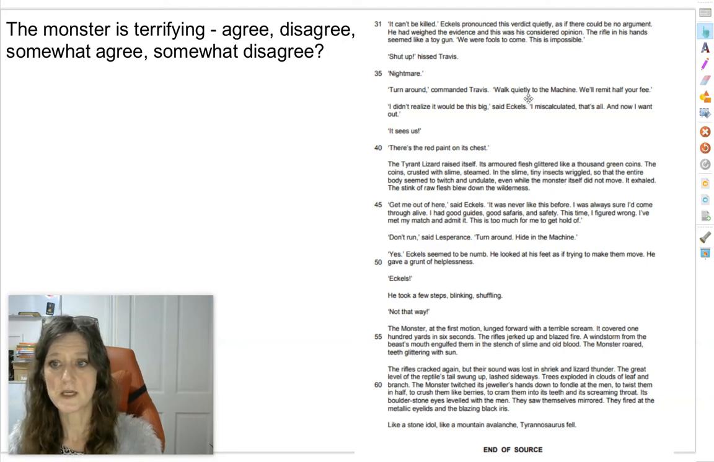If not, just read through this section and think about where it talks about the monster, and whether you agree, disagree, somewhat agree or somewhat disagree that the monster is presented as terrifying in this section. So read through it and see if you can annotate the best quotations to show that the monster is terrifying.